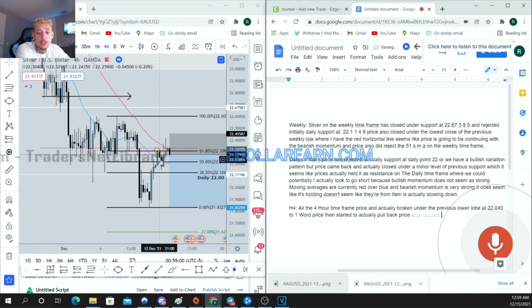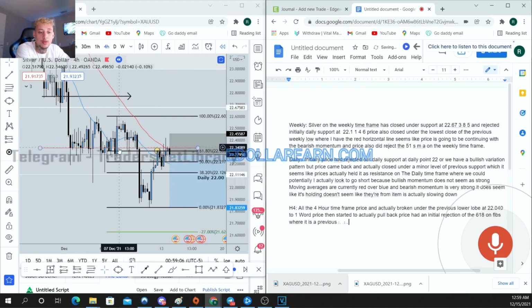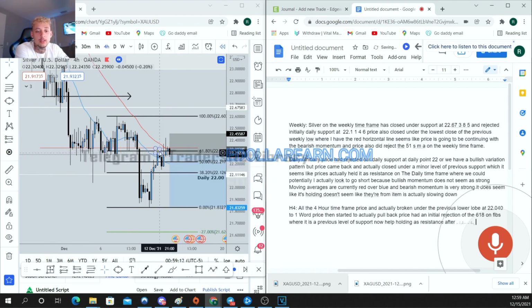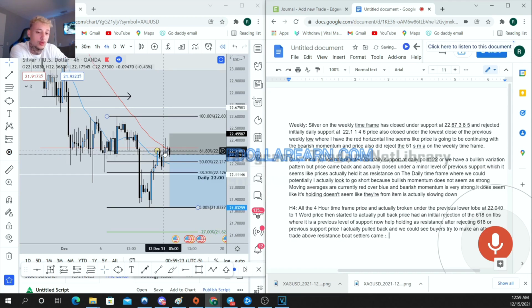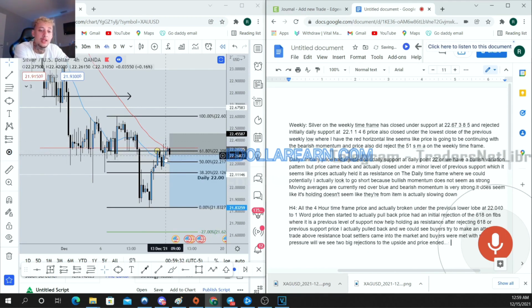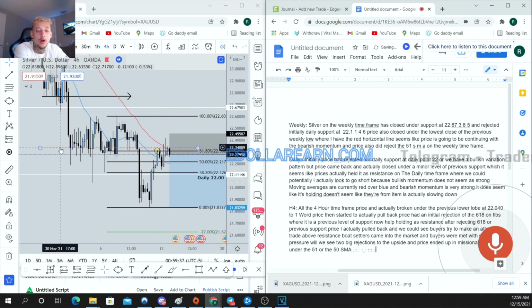Price had an initial rejection of the 618 on fibs, where it is a previous level of support, now holding as resistance. After rejecting 618 or previous support, price had actually pulled back, and we could see buyers try and make an attempt to trade above resistance, but sellers came into the market and buyers were met with selling pressure, where we see two big rejections to the upside, and price ended up initially closing under the 50 SMA, along with our previous level of support, which is now holding as resistance.